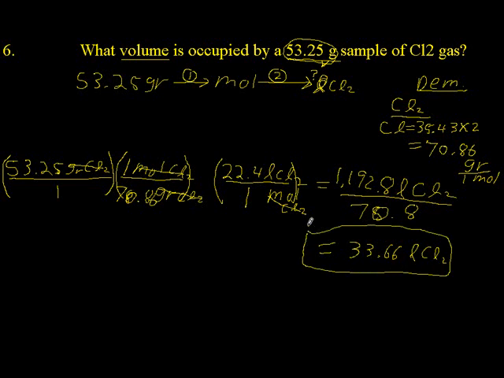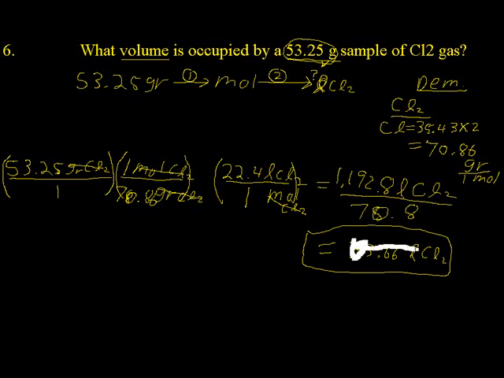Now, as always, is that a reasonable answer? Well, first of all, I was given grams. I wanted to know how many liters that was. I've got it in liters, so I'm good to go. I also realize that 53.25 is a smaller mass than 70.86. So I have less than a mole. I did a calculation error. Interesting. Right, I have a calculation error. 1192.8 divided by 70.86 is not 33.66.